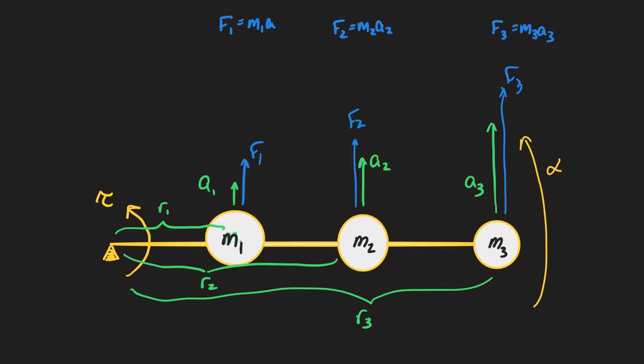Now, this part might be harder for you to understand, but F1 causes a torque about the pivot point, and the torque about the pivot would be F1 times R1. This has to be the torque acting on mass 1. Mass 1 is experiencing a torque at the same time that it's experiencing this force because it's connected by the rod.